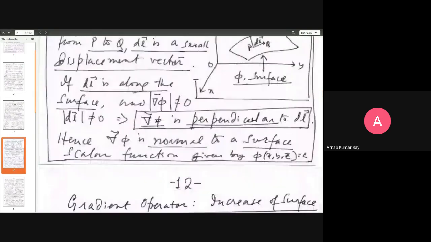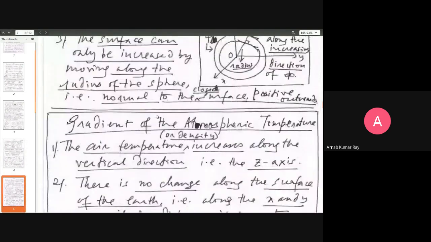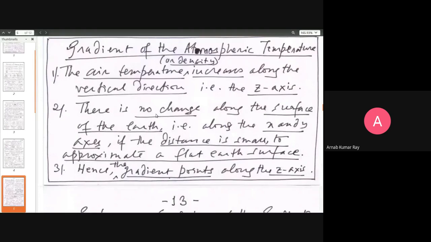So if you travel a small distance, 10 kilometers is satisfactorily small compared to the radius of the earth and all that, so you can still experience something like a flat earth, but the earth is not really flat.